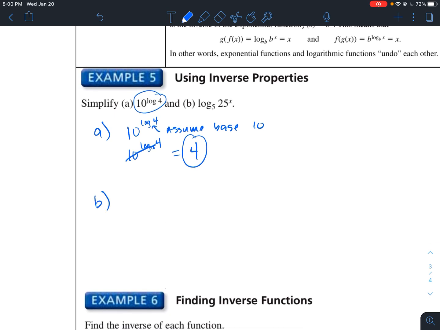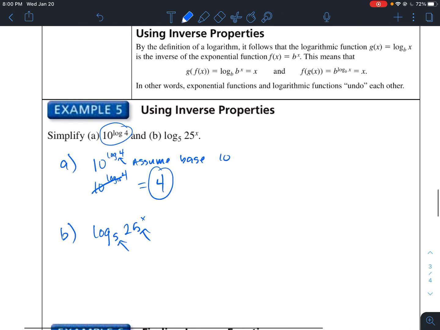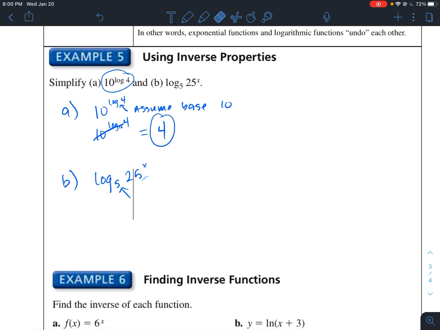For b, you have log base 5 of 25 raised to the x power. Now, here's the thing. These numbers are not the same, right? So if we're going to use inverse properties, these have to be the same. So remember how this b and this b were the same values, so we could cancel them out. So I'm going to rewrite this expression to be log base 5 of 5 squared, and that's being raised to the x power.